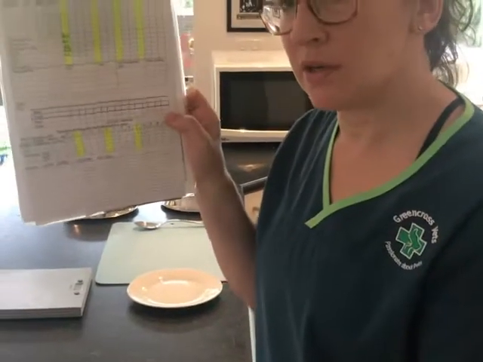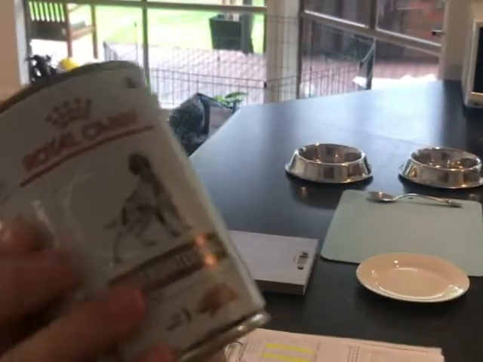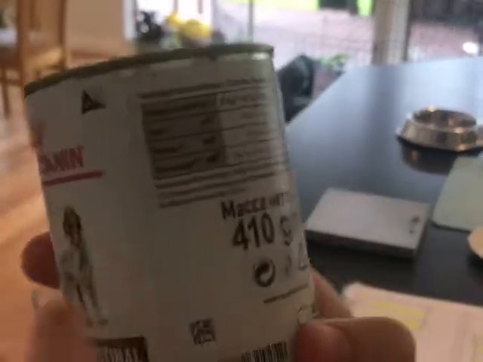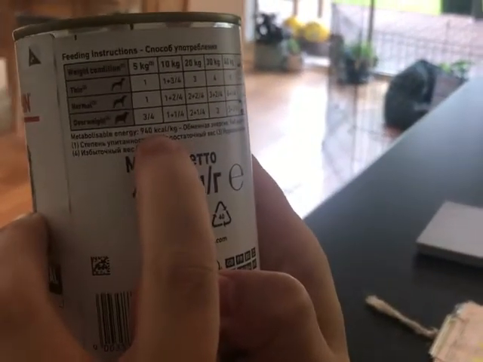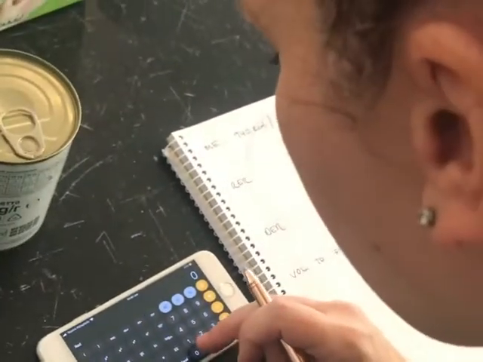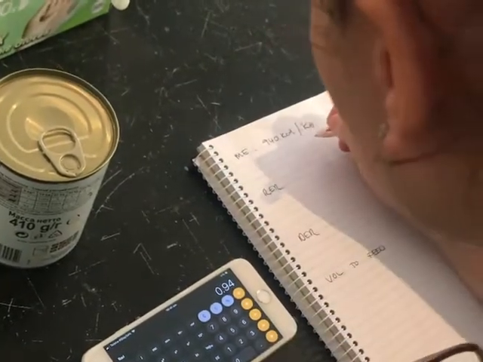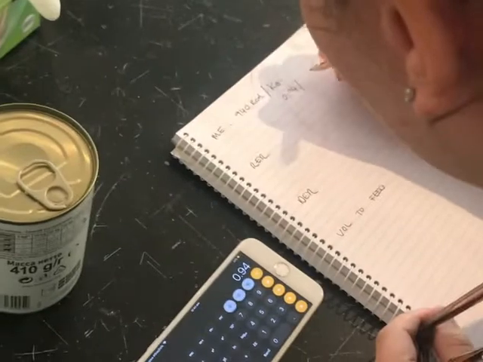We have George's chart here on the bench. Also, just to show you, the ME rate for the Royal Canin gastrointestinal low fat is 940 kcal per kilogram. So now I'm going to work that out. I'm just going to write down his, can you see? ME rate is 940 kcal per kg. And if I divide that by 1,000, just to get the rate per gram, so 940 divided by 1,000 equals 0.94 per gram.